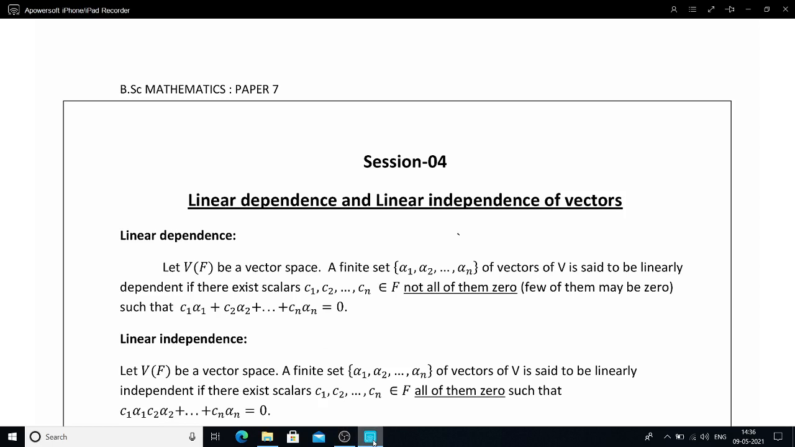Hello, my dear students. Let me start session 4. In this session, we shall discuss linear dependence and linear independence of vectors. Very interesting topic, easy also. I hope you'll enjoy it and find it easy to remember.